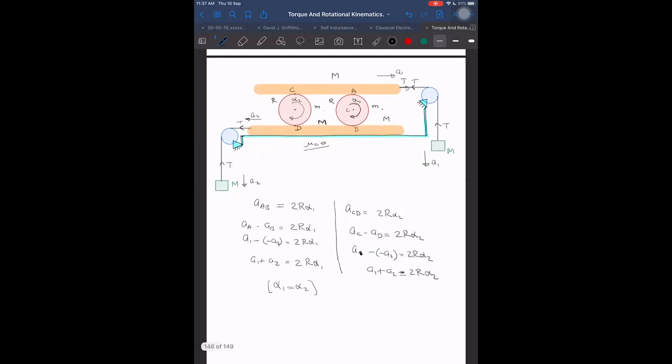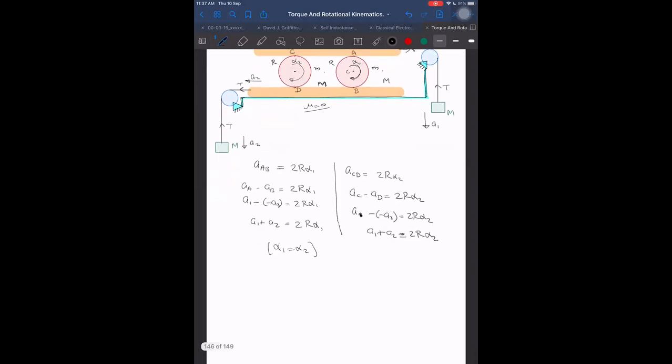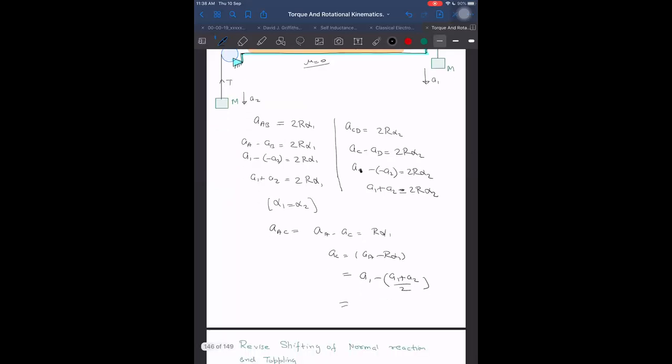Next, what equations do we need now? One more thing here before we move any further. I want to write the acceleration of A with respect to C. AA minus AC will be equal to R alpha 1. I can get AC from here. AC will become AA minus R alpha 1. What is AA? A1. What is R alpha 1? R alpha 1 is A1 plus A2 by 2. So what is that then? A1 minus A1 plus A2 by 2, which is A1 minus A2 by 2.